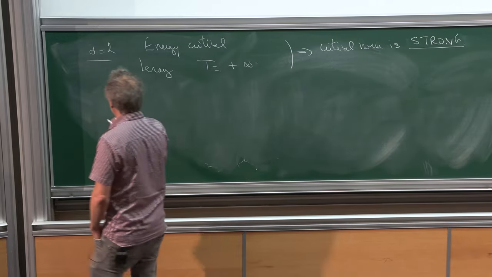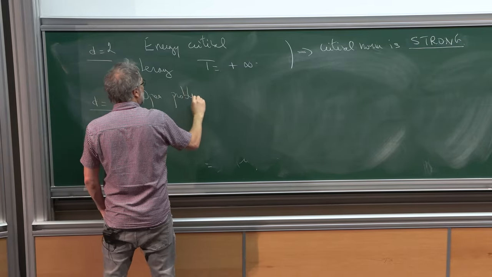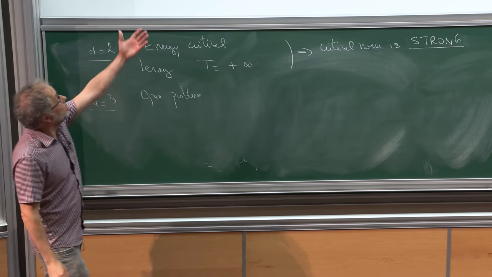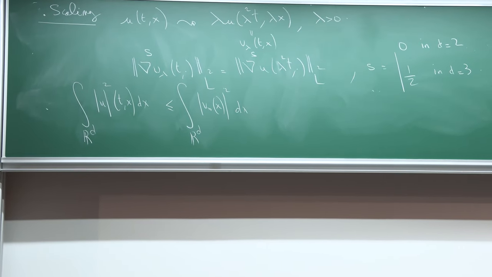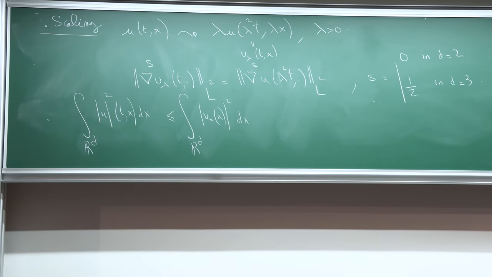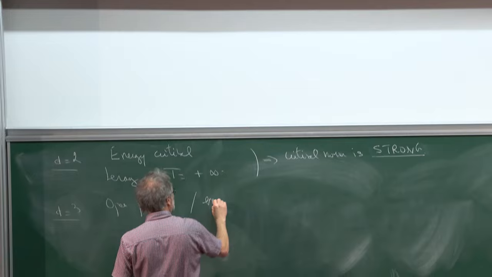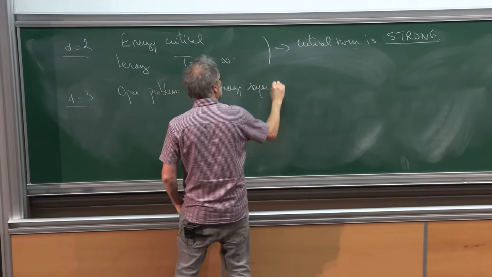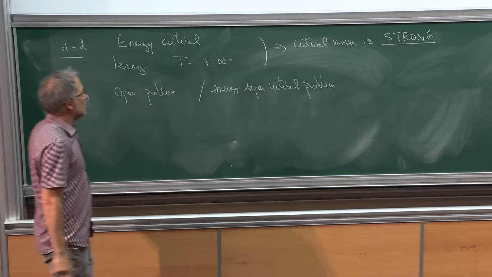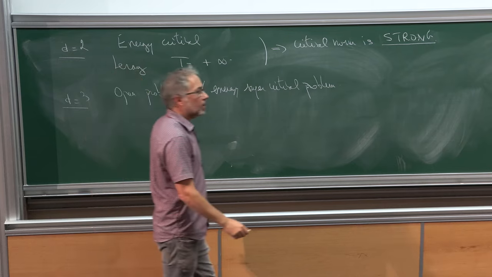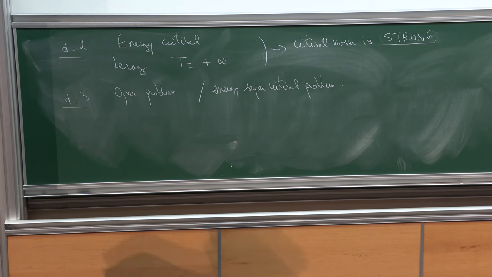But in 3D, of course, it's an open problem whether or not singularities can form. You can see the analogy is very clear. Scaling is half a derivative above your conservation law. Conservation laws are weak, so you are typically in the energy supercritical range. This is an energy supercritical problem. So it's open. You do not know whether singularities will form or not. So in some sense, the question is analogous.